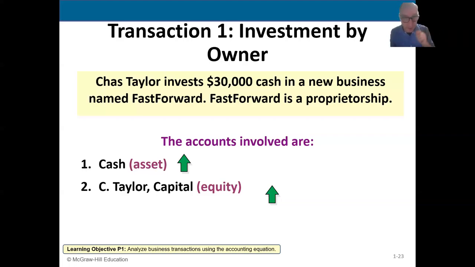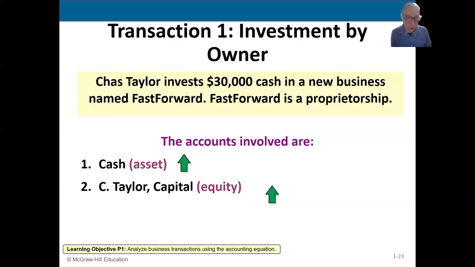You're going to hear me use the words debits and credits. A debit is on the left side. A credit is on the right side. A debit represents an increase to assets. A debit also indicates an increase to expenses. A debit represents an increase to assets and an increase to expenses.